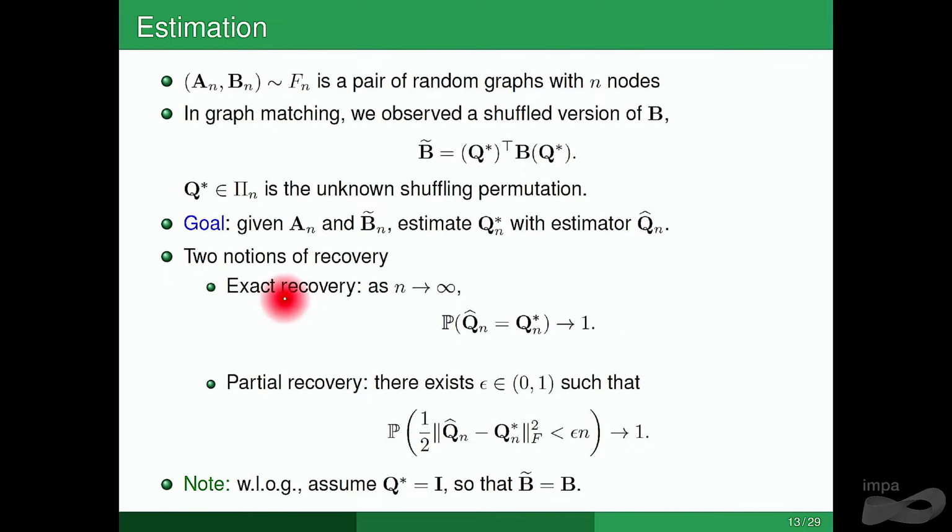I'm going to focus on the exact recovery definition today, but there are also works that talk about partial recovery. In order to simplify the notation, we can assume without loss of generality that the correct permutation linking the vertices of A and B is the identity. It's trivial to think of it as: we're going to look at all the permutations, and in principle, the solution should be the identity in order to get correct recovery. So we don't lose any generality by assuming that Q star is equal to I, and that's going to simplify the notation. Then we can just work with A and B rather than B tilde.